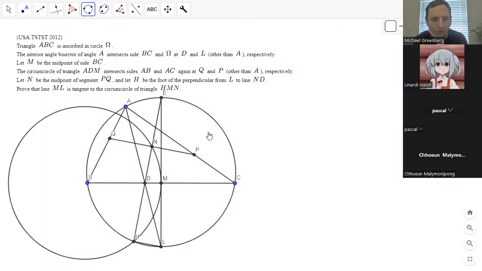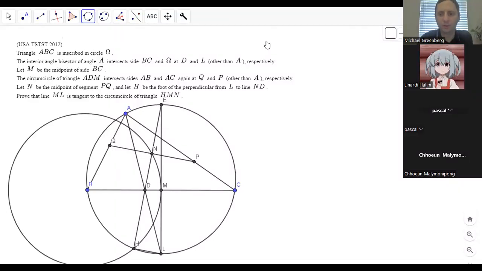Okay. So basically, first we define everything like this, and then it's not hard to show this is cyclic because these are both right angles, right? But then you're showing P and Q lie on this circle, right? Yeah. So we can prove that BQ is equal to CP. BQ equals CP. Okay. Yeah, yeah. All right.